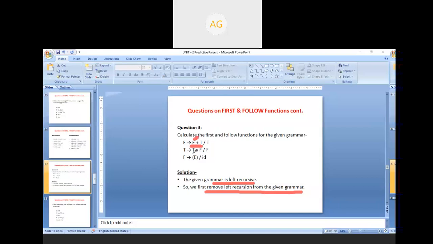And here also in the third production, T produces T into F. So here also the T comes at the left-hand side. So here also left recursion occurs. So you need to remove these two left recursions from the grammar before calculating the first symbols.